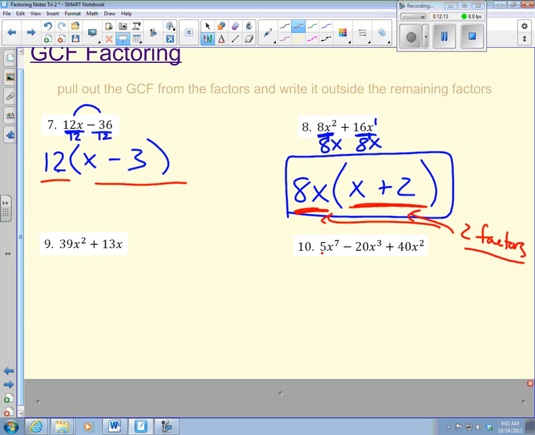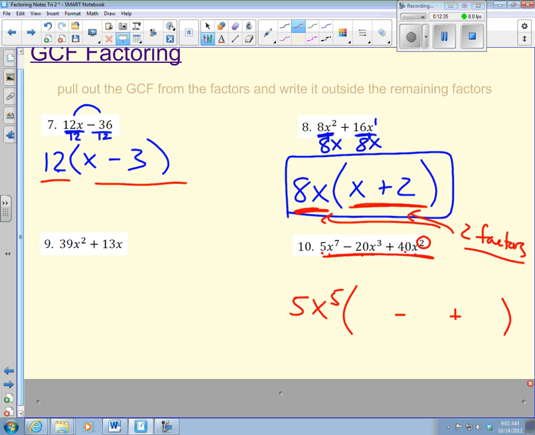First of all, looking at the 5, the 20, and the 40, well, that should be pretty easy. It's 5. X to the 7th, x cubed, x squared. They all have an x. Take out the smallest power, x squared. So 5x squared is my greatest common factor. Now I'm going to have 3 terms inside here, because I'm starting out with 3 terms.